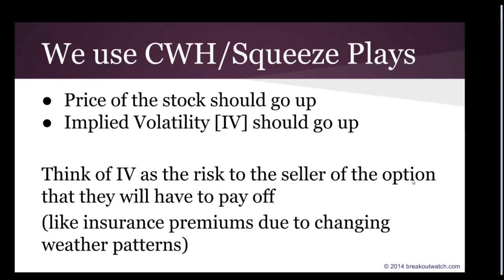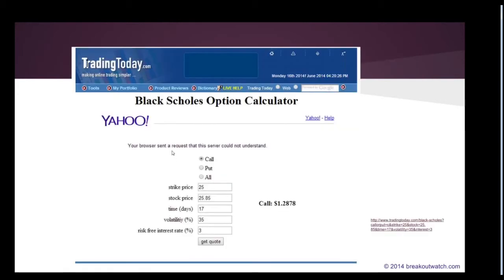Now there's some more complications in that, but think of implied volatility as the risk to the seller of the option that they will have to pay off. It's sort of like if you were an insurance company, your insurance premiums would go up if you were expecting more hurricanes, because the chances that you're going to have to pay off goes up with hurricanes. So essentially, I don't want to get bogged down in that.